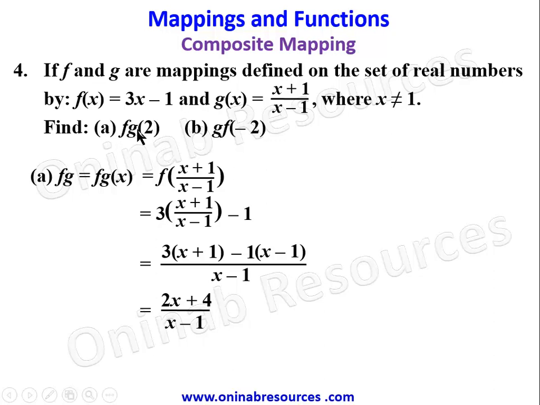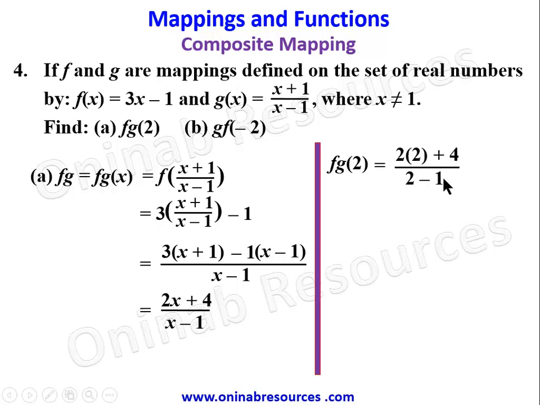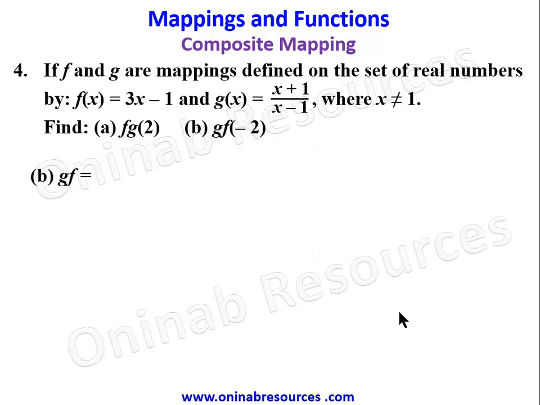We found fg, so we go ahead to find fg of 2. We come here, wherever we see x, we put 2. So that's going to give us 2 into 2 plus 4 over 2 minus 1. 2 times 2 gives 4, plus 4 gives 8, over 1, which gives our final answer as 8. So that is the end of the solution to problem 4a. We go to problem 4b.